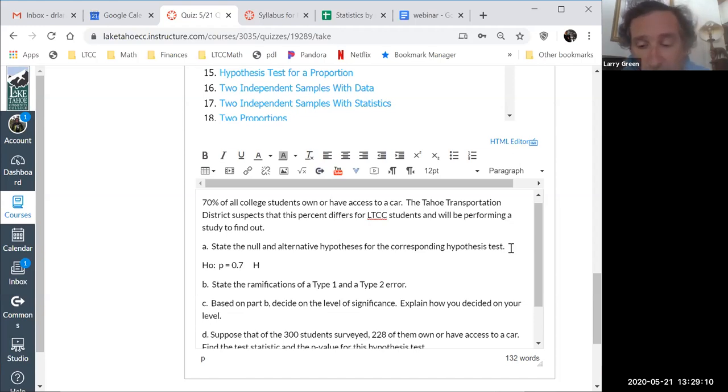So now H1, and now we want to say, what is the alternative hypothesis? What is a key word here that helps us decide in terms of, I'm going to write P, and then I'm going to write 0.7. And what is the key word that helps us decide what inequality to put in? Yeah, that word differs. That word differs does not mean lower, does not mean higher, okay? It means not equal to.